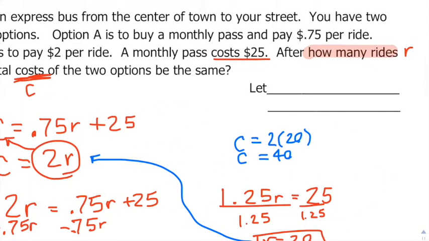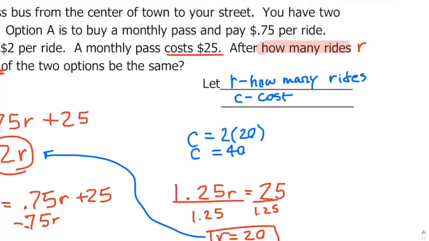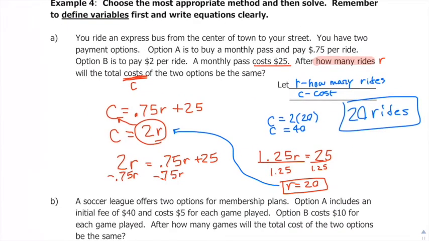Now, like I was saying, if you want to get real fancy here, you can say R is how many rides, and then C was the cost. And then our answer, I guess we need to say something like 20 rides on the bus. That's how you tackle a word problem.